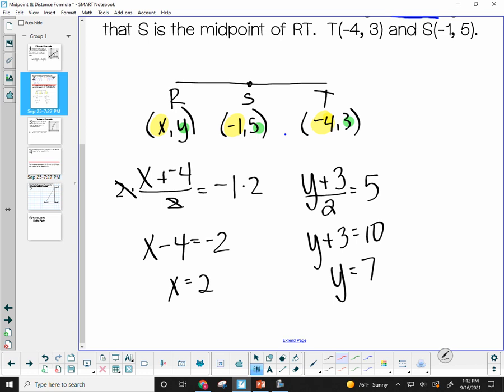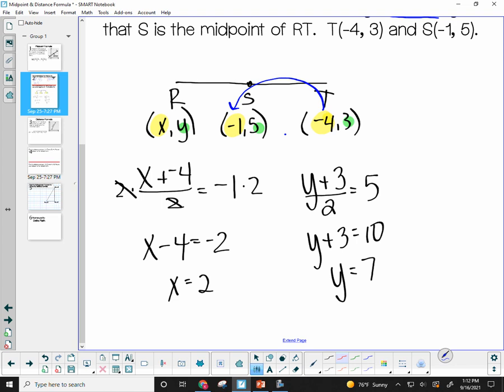All right, so (2, 7) is our answer. (2, 7) is the location of that endpoint. Now let's talk logic for a second, because I think the logic way is way easier. The midpoint is the exact middle, right? Look at the axis. It went from -4 to -1. Is that an increase or a decrease?